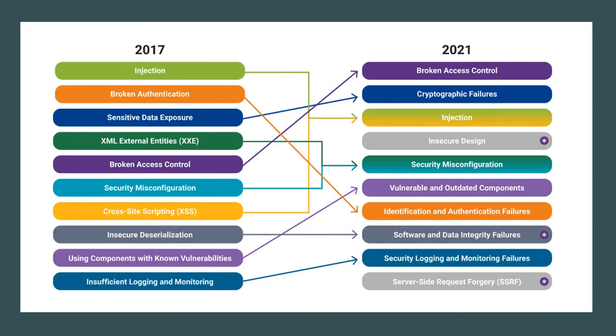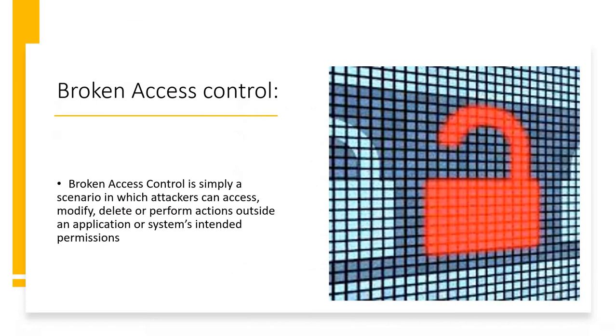So let's see what broken access control is. As you can see in the definition here, broken access control is simply a scenario in which attackers can access, modify, delete, and perform actions outside the application's intended permissions. Let's see it in more detail.